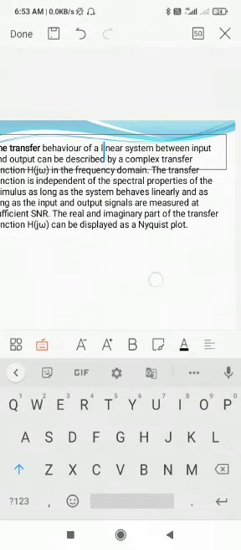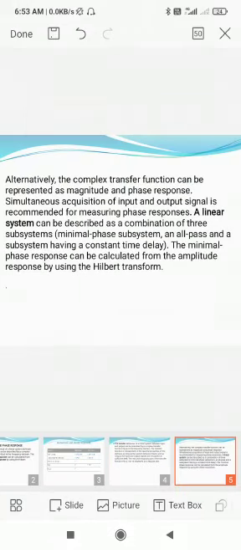And next, alternatively, as a complex function system. The complex function system can be represented as magnitude and phase response. Simultaneously, the equations of the input and output signals are recommended by measuring the phase response.